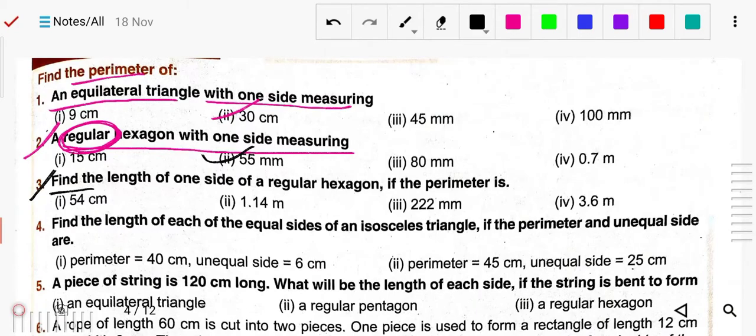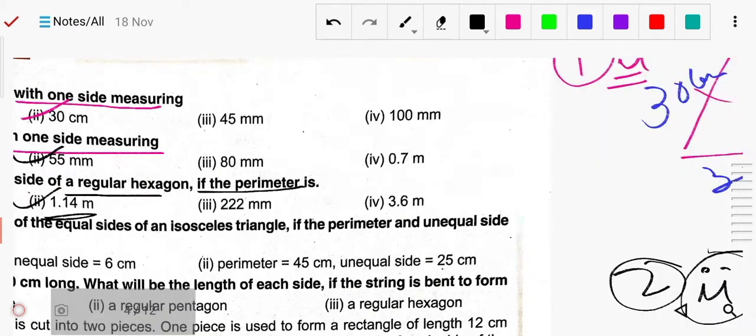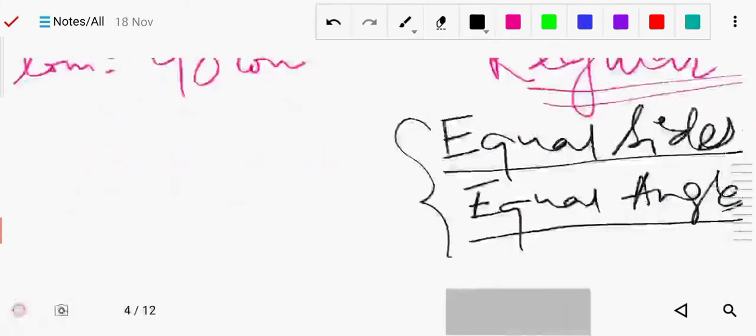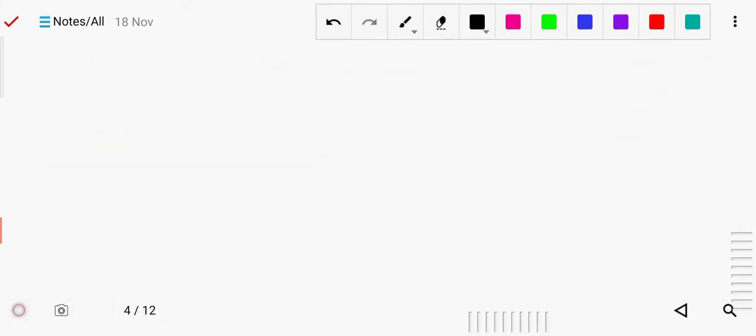Okay, now next, find the length of one side of a regular hexagon if its perimeter is given. The perimeter is given, and we have to find the side. Okay, let's do number 3, question number 2. It is a regular hexagon.